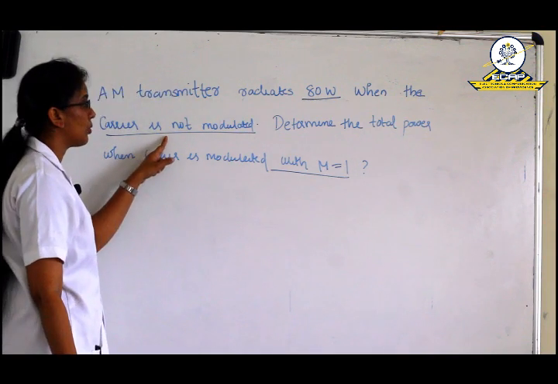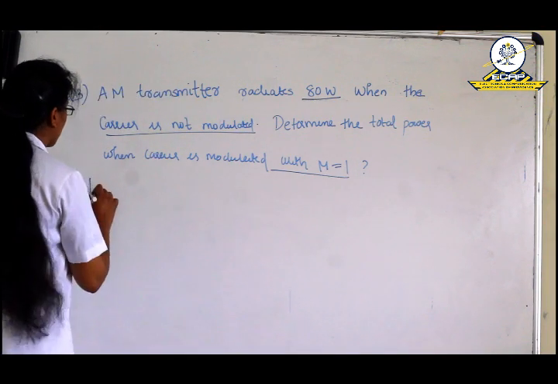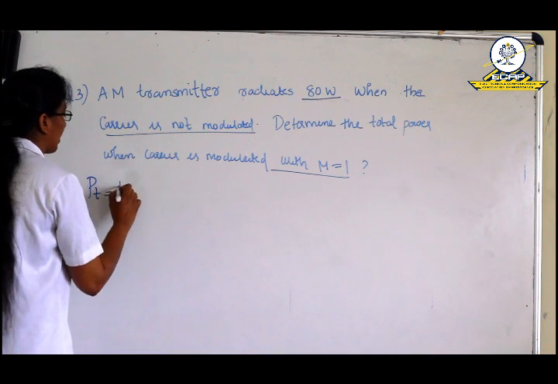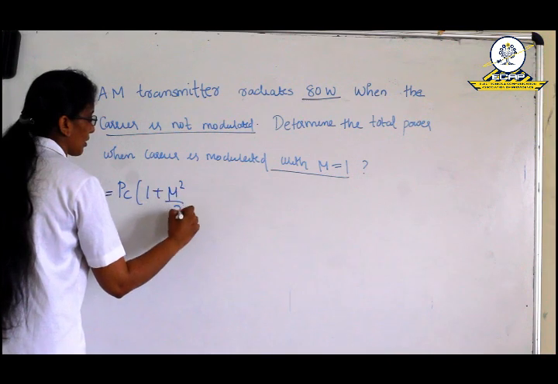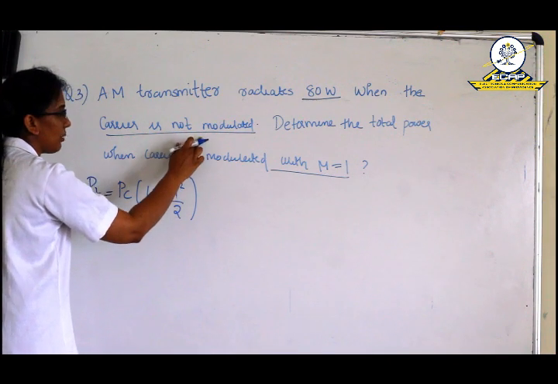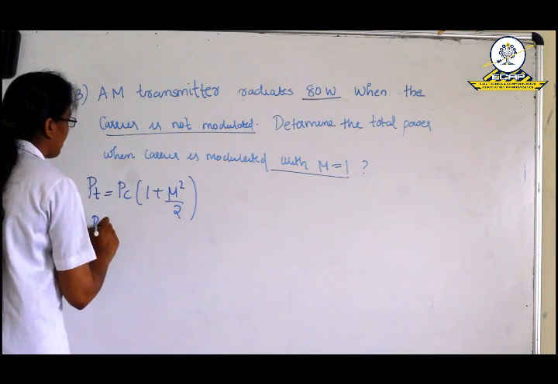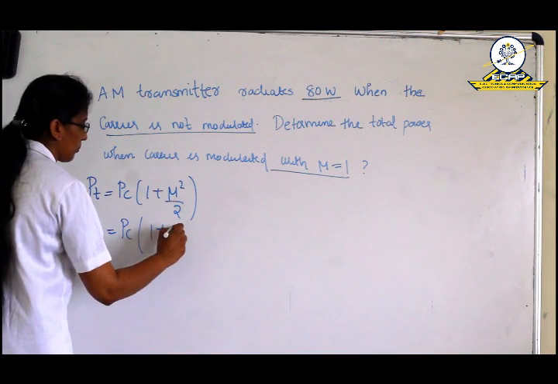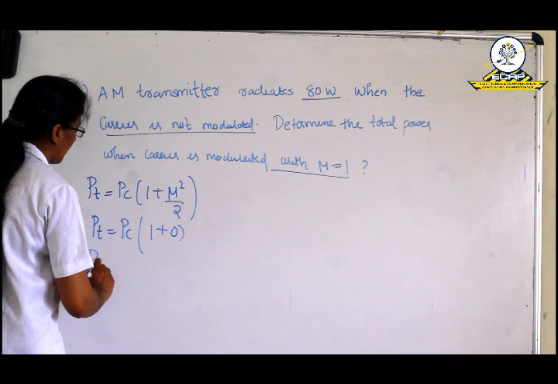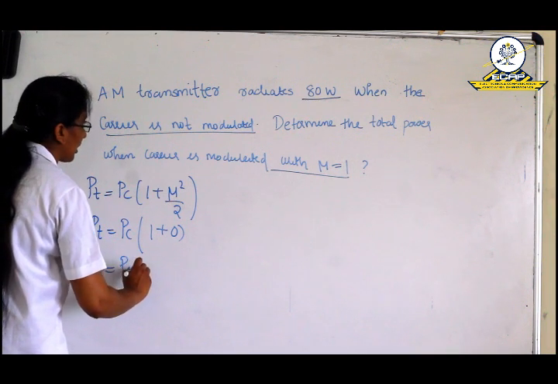First part, there is no modulation. The total power equation is PT is equal to PC into 1 plus mu square by 2. When the carrier is not modulated, mu is equal to 0. So PT is equal to PC into 1 plus 0. That is PT is equal to PC, that is equal to 80 watts.